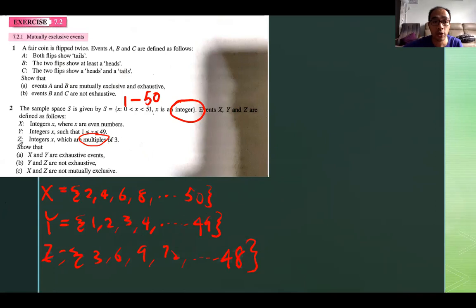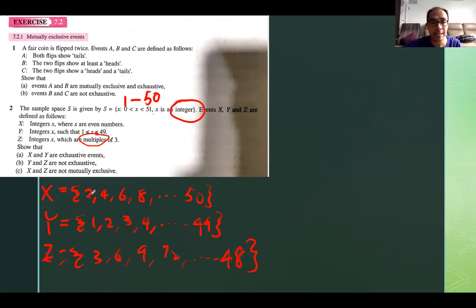Okay, so show that X and Y are exhaustive events. Okay, exhaustive maksudnya semua unsur di dalam ruang sampel, every element in the sample space, okay, is included in both the two events. Okay, kalau three events, kalau two events. So every element in the sample space is in both events.